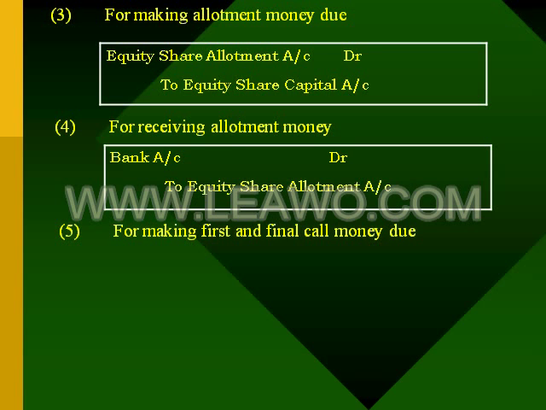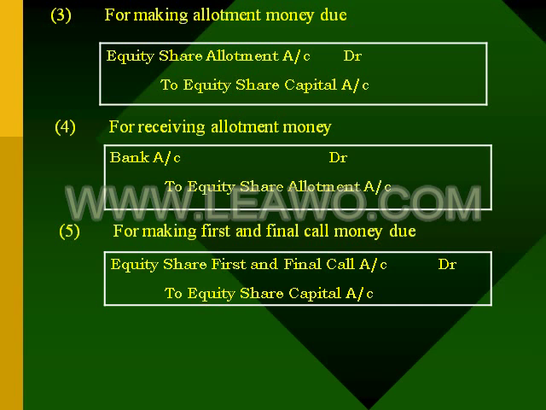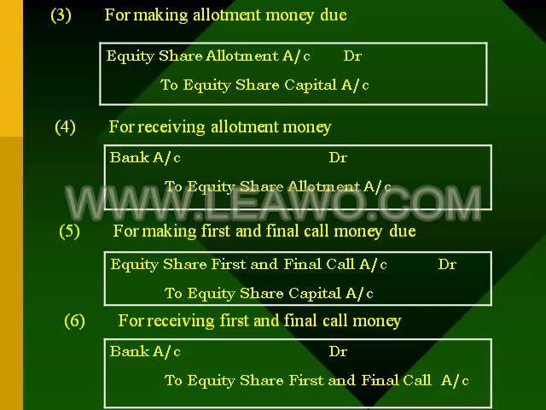For making first and final call money due, the following journal entry is passed. Equity share first and final call account debit to equity share capital. For receiving the first and final call money, the following journal entry is passed. Bank account debit to equity share first and final call.